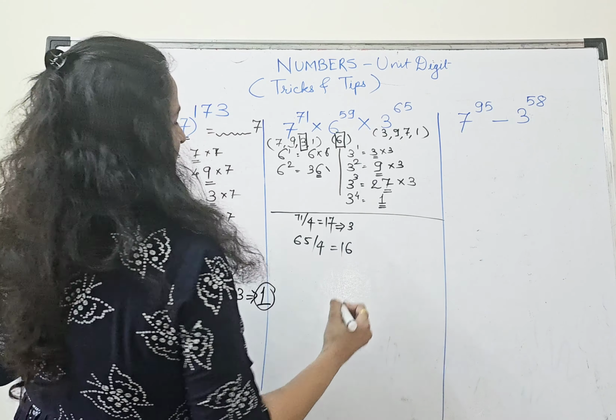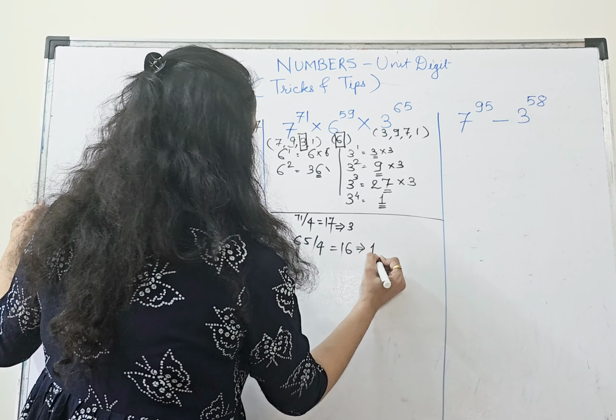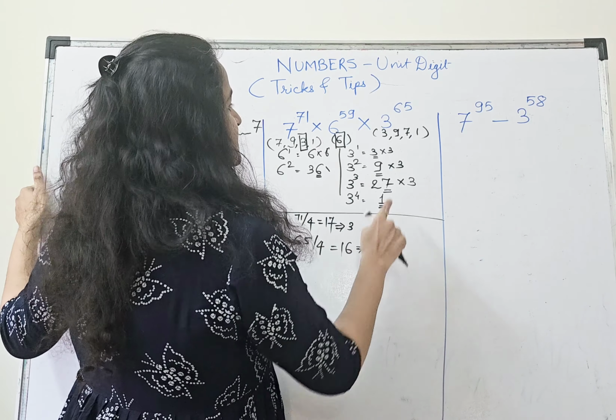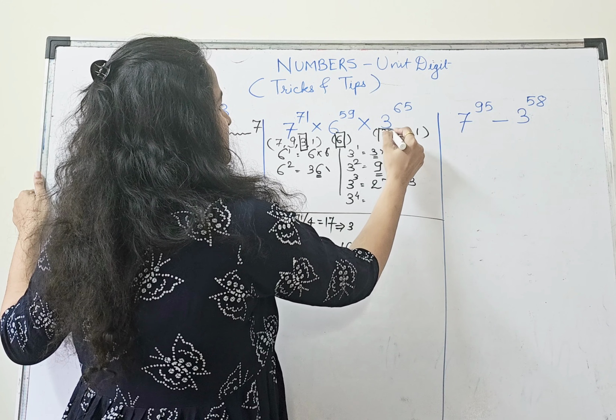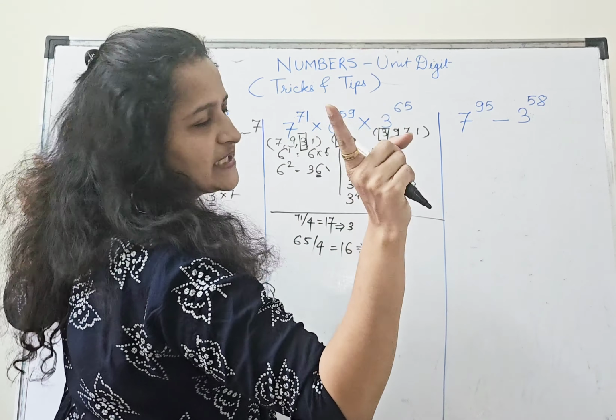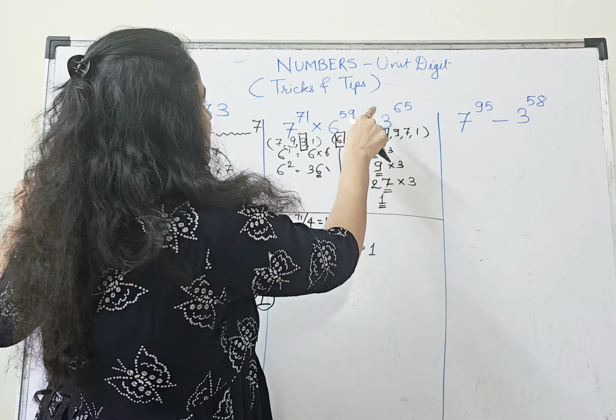4 6s are 24. Remainder is 1. Yes, remainder is 1. So now, which is the first number in this pattern? So that first number is this. Yes. So you got the unit digits of all the 3 terms. Simply multiply, put whatever sign is there.